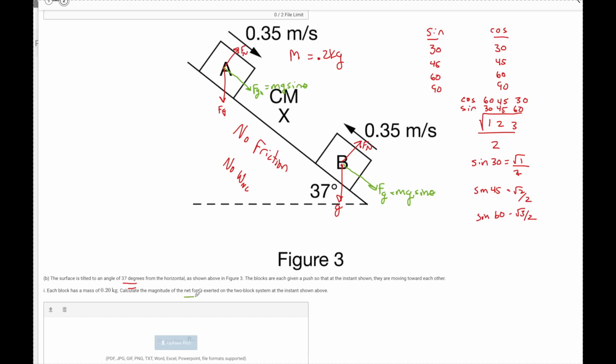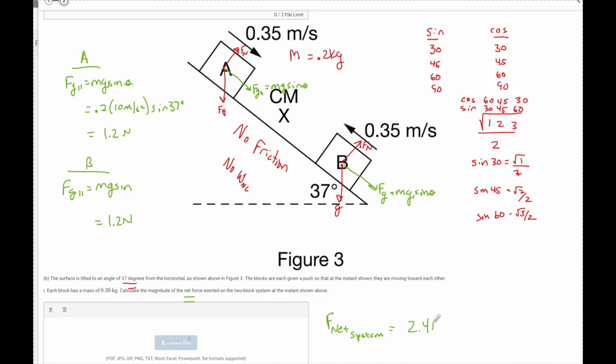So when I look at the net force that's acting on the two block system, well, I look at this block and I say, okay, on block A, I have Fg parallel. That is the only force acting in the direction of motion. And for block B, it's the same. And because these blocks have the same mass, I'm just going to solve for one of them, and then I'm going to multiply by 2. So 0.2 times 10 meters per second squared times the sine of 37 degrees. The net force acting on this object is 1.2 newtons. The same would be on this one, 1.2 newtons. Therefore, the net force on the entire system is equal to 2.4 newtons.